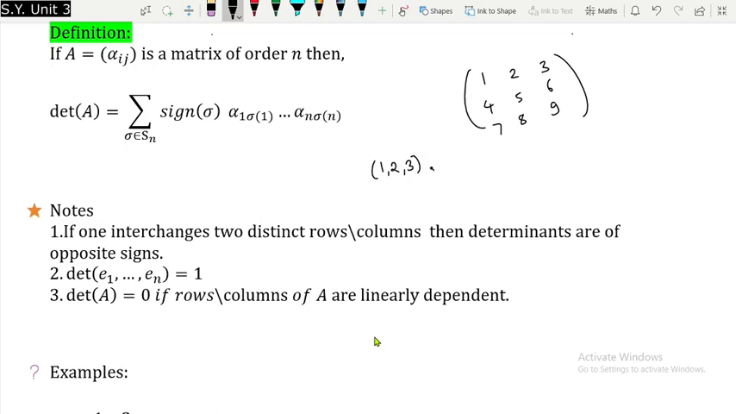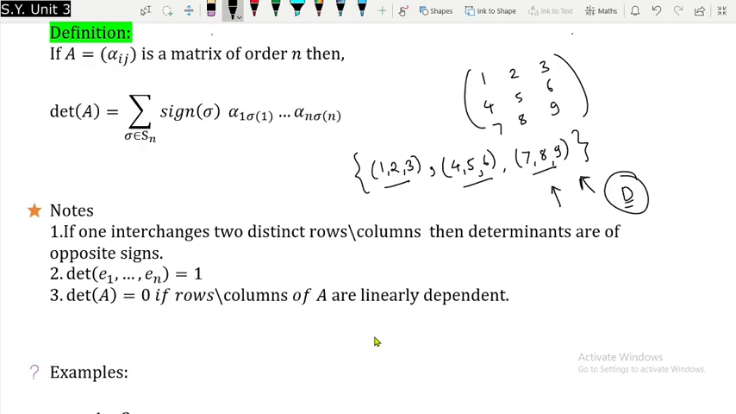I will take the first row as 1 2 3, from the second row we get 4 5 6, and from the third row we get 7 8 9. So I will form one set. Now these are the vectors of R3. So you simply check the linear dependence or independence. If these vectors come out to be linearly dependent, then your determinant will be 0, and if this set comes out to be linearly independent, then your determinant will be non-zero. Okay, so this is the thing.